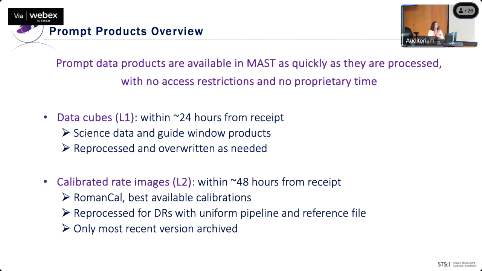Then we're going to have the calibrated rate images, the level 2. This will be available within 48 hours from receipt. They will be processed with the best version of the pipeline and the best version of the reference files that we have. They might be reprocessed for data releases with a uniform pipeline and reference files. And in that case, only the most recent version will be archived. However, all the information about the reference files and what pipeline version is used is contained in the metadata. So everything is always reproducible.